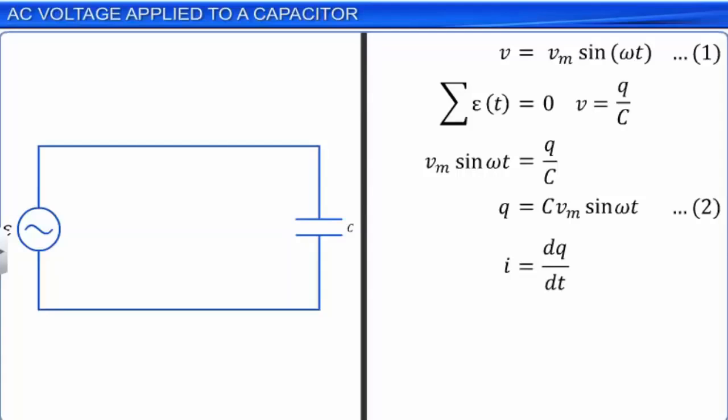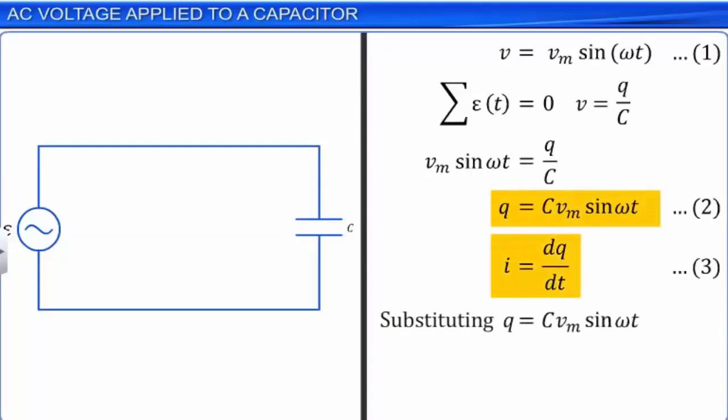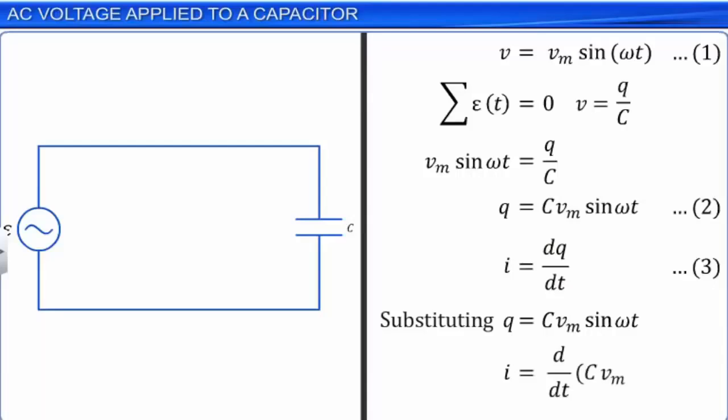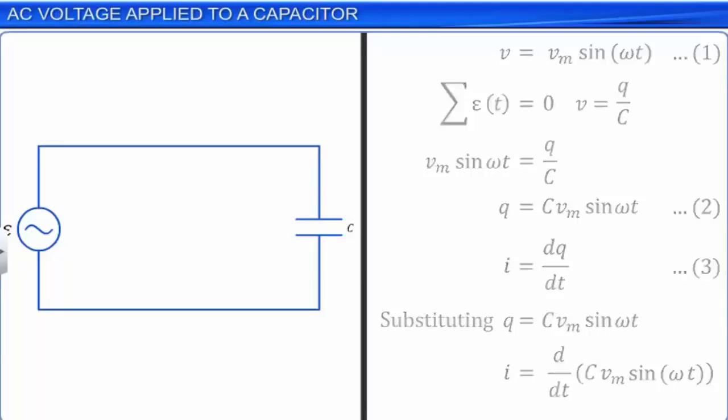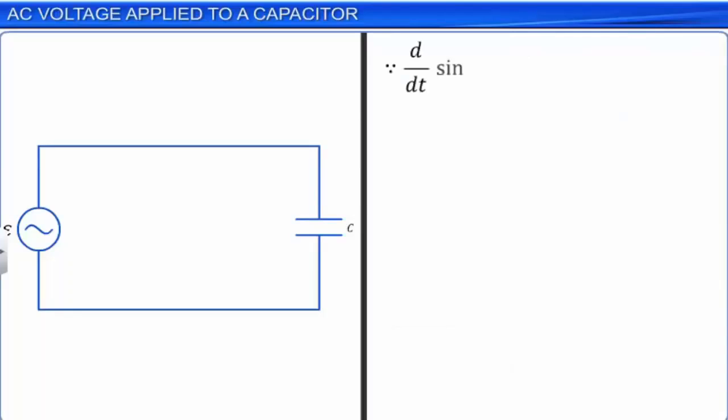Substituting equation 2 in equation 3, we get I = d/dt of (C Vm sin ωt). As C and Vm are constants, and as d/dt of sin ωt is equal to ω cos ωt, we have I = ω C Vm cos ωt. Let this be equation 4.